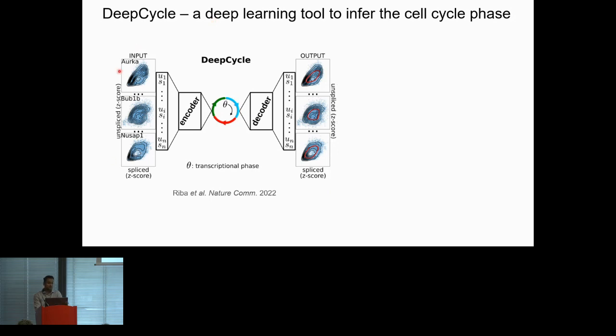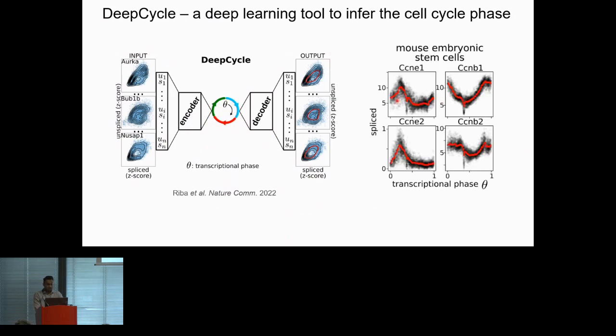What it does is it looks at the unspliced and spliced levels for all the cycling genes. It's an autoencoder, so we reduce this to one latent dimension, which is the transcriptional phase, the theta. This is the pseudo time of the cell. And from this one latent dimension, we're able to reconstruct the entire expression.